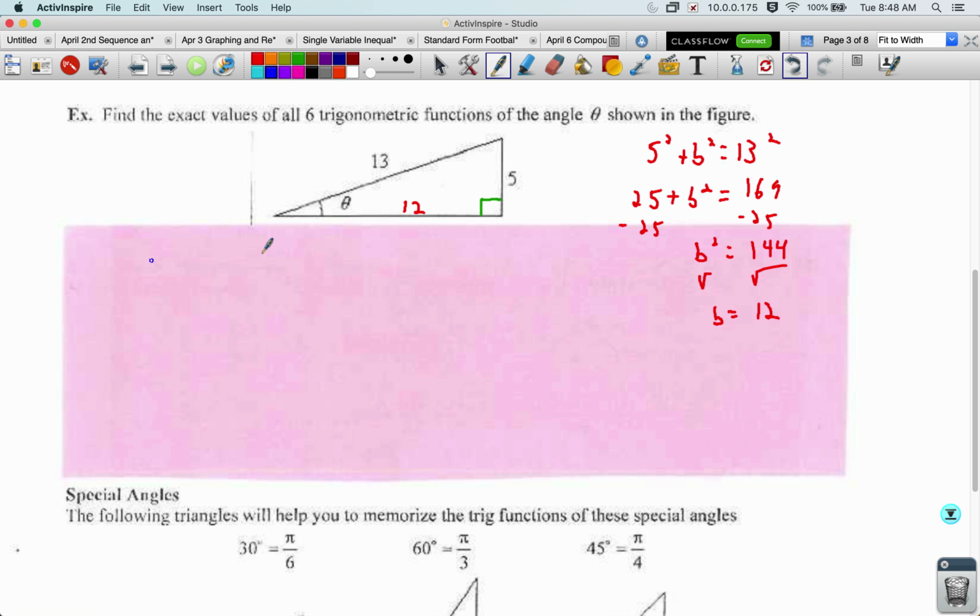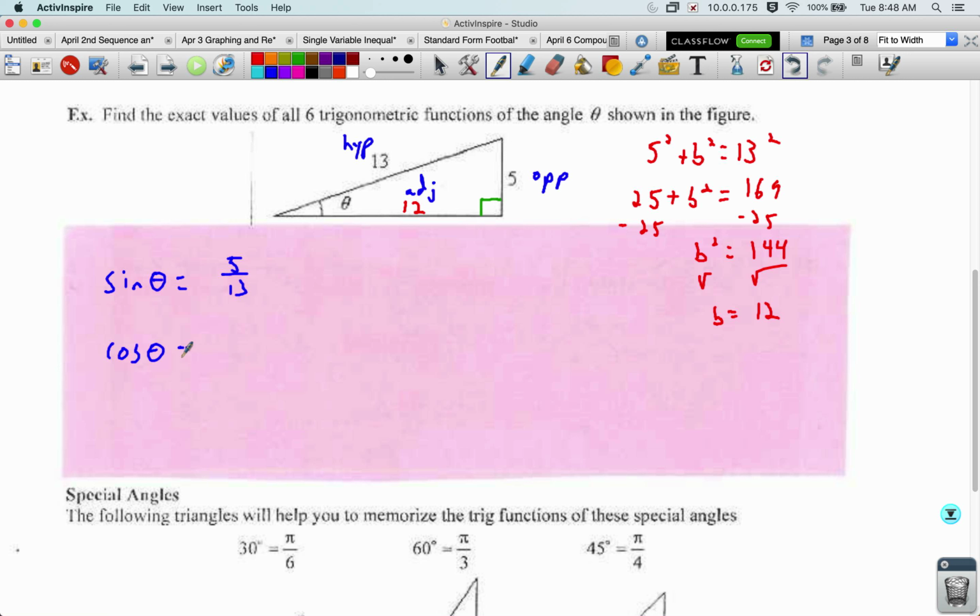Makes a right triangle. Anyway, so let's label the side lengths with regards to this theta. This 5 over here is the opposite. 13 is the hypotenuse. It's the longest side and it's opposite the right angle. And the 12 is our adjacent. So sine of that angle theta equals 5 over 13.